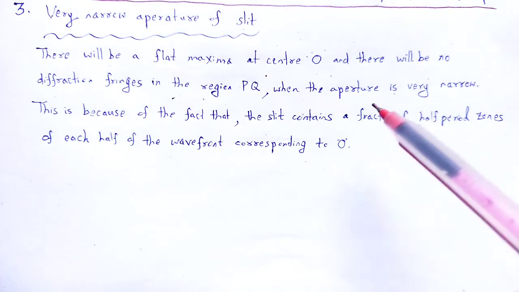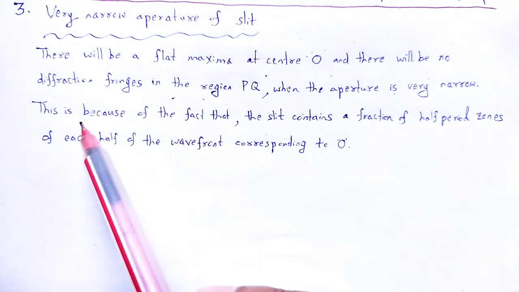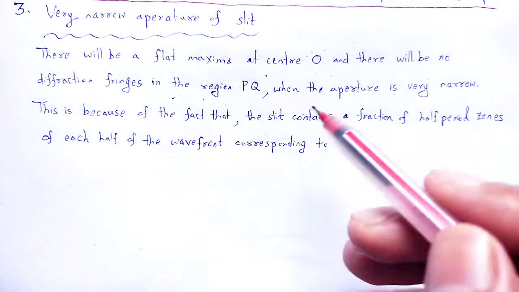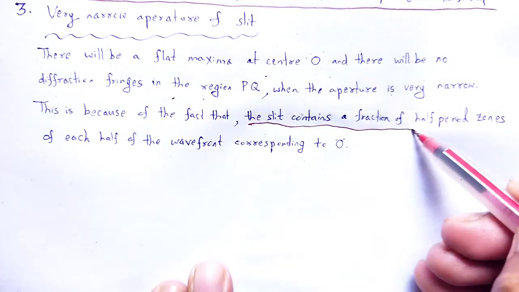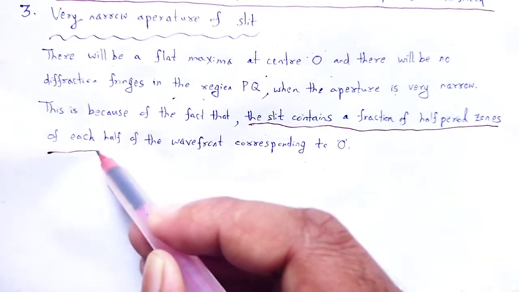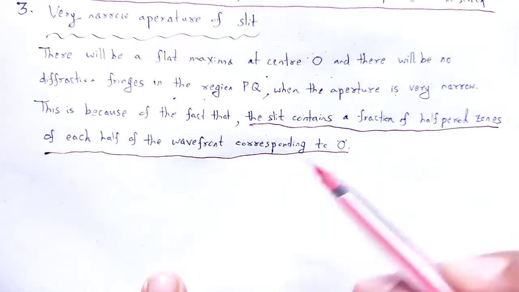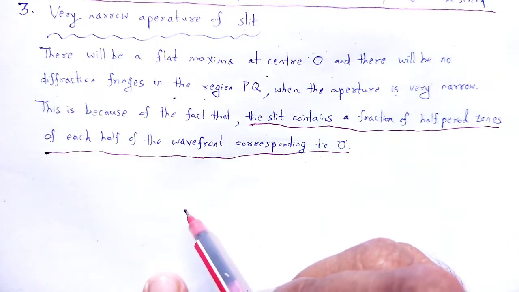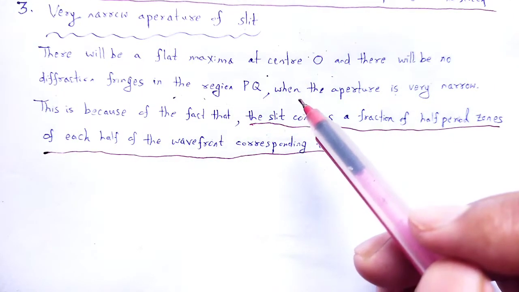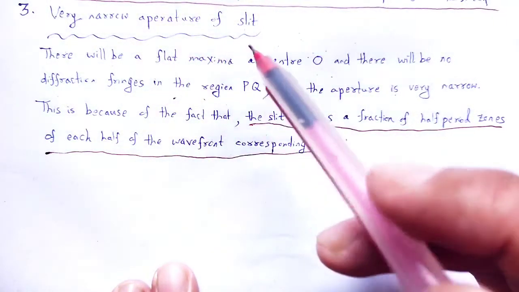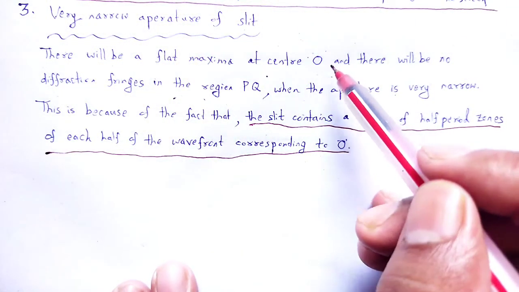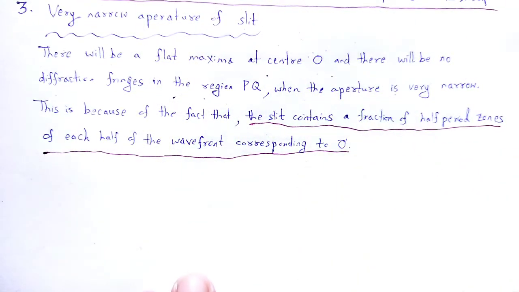When the aperture is very narrow, what happened here? This is because of the fact that the slit contains a fraction of half period zones of each half of the wavefront corresponding to the point O. Therefore, in case of very narrow aperture, at center we obtain a maxima.